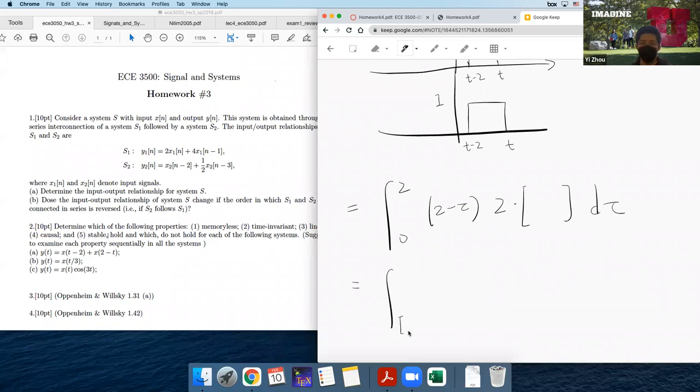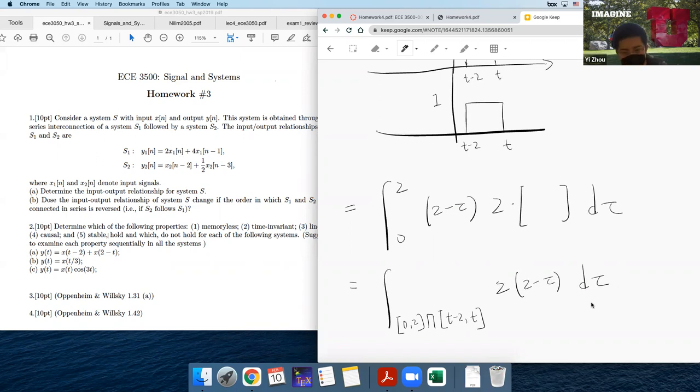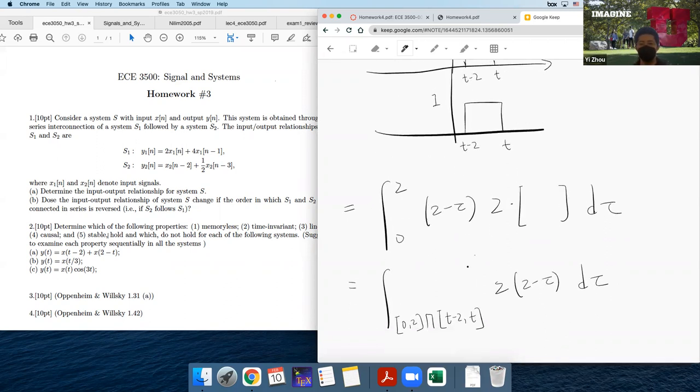Okay, so let me write it. It is the integration between 0 and 2 intersect with t minus 2 and t, of (2 minus tau) d tau. And then you need to discuss this intersection. I'm going to highlight the idea here. So 0 to 2 is a fixed interval on the time axis. And t minus 2 to t, this interval, its location really depends on the value of t. So you need to figure out, depending on the value of t, right, this interval could be non-overlapping with 0 to 2.